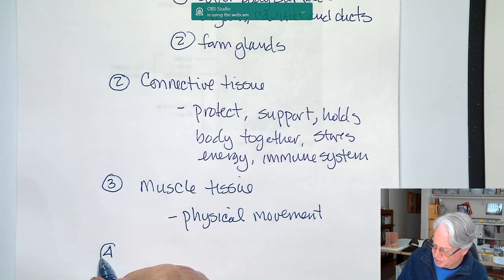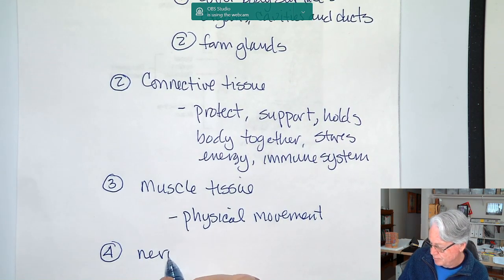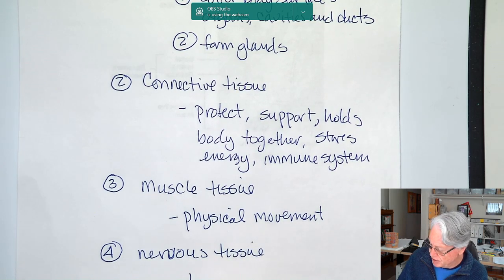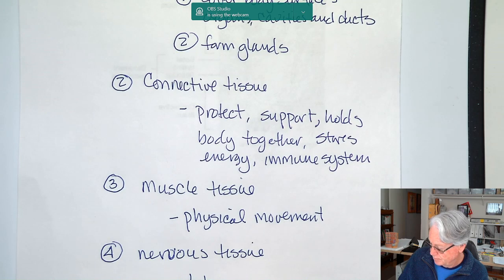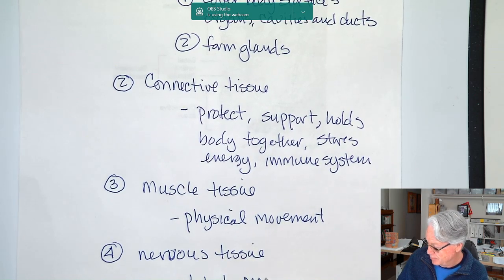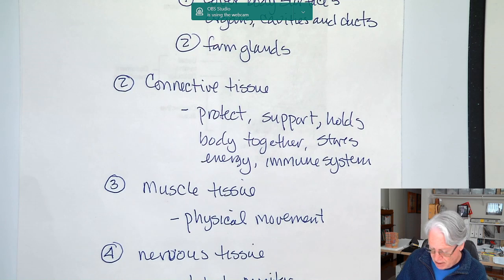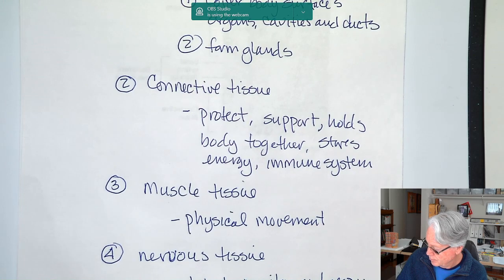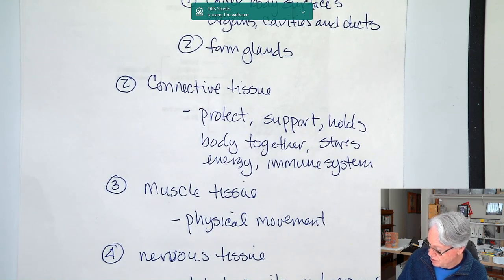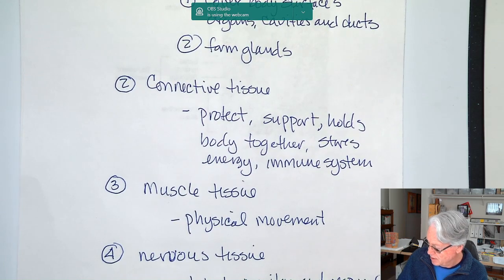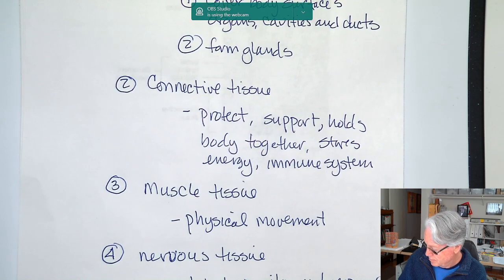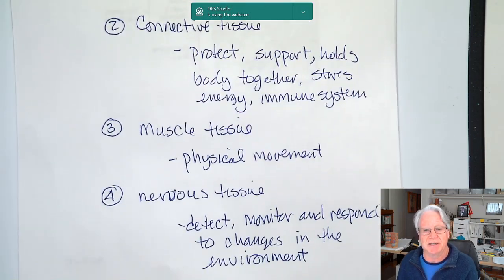And finally, the 4th type of tissue is nervous tissue. And this is going to detect, monitor, and respond to changes in the environment. Both external and internal changes.